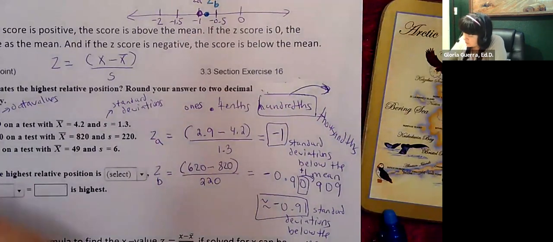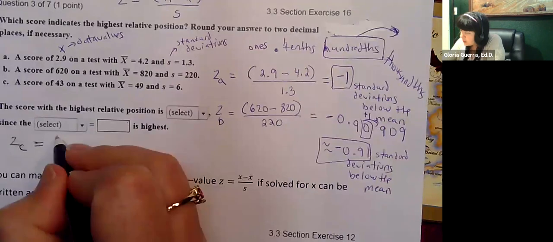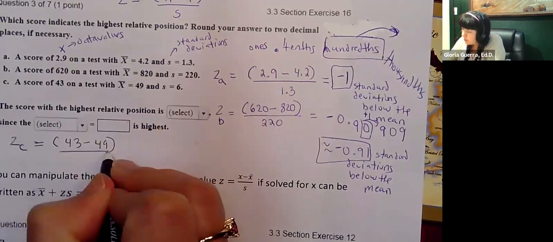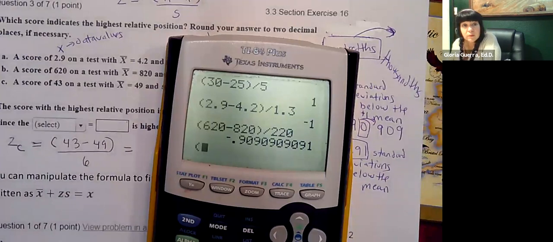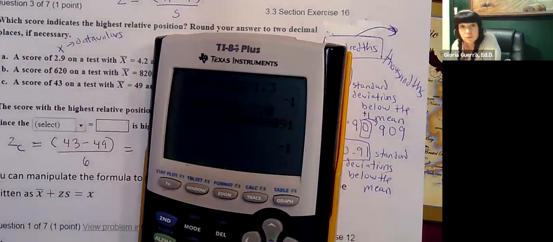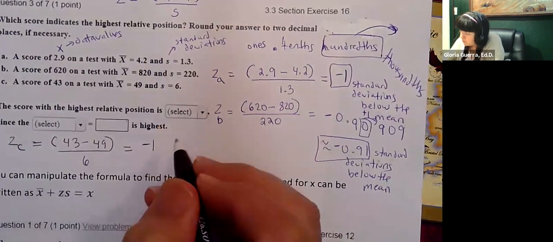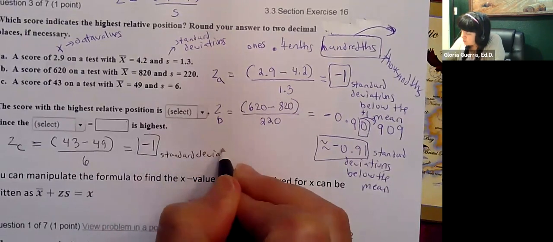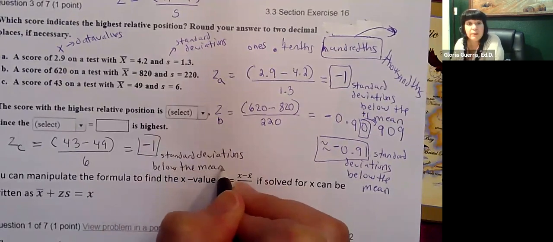Okay, then we have z sub c. So it's x, which is 43, minus x bar, which is 49, and you divide it by s, which is 6. So open parenthesis, 43 minus 49, close parenthesis, divided by 6. Okay, that gives us also negative 1, right? And that's also standard deviations below the mean. Okay. All right.